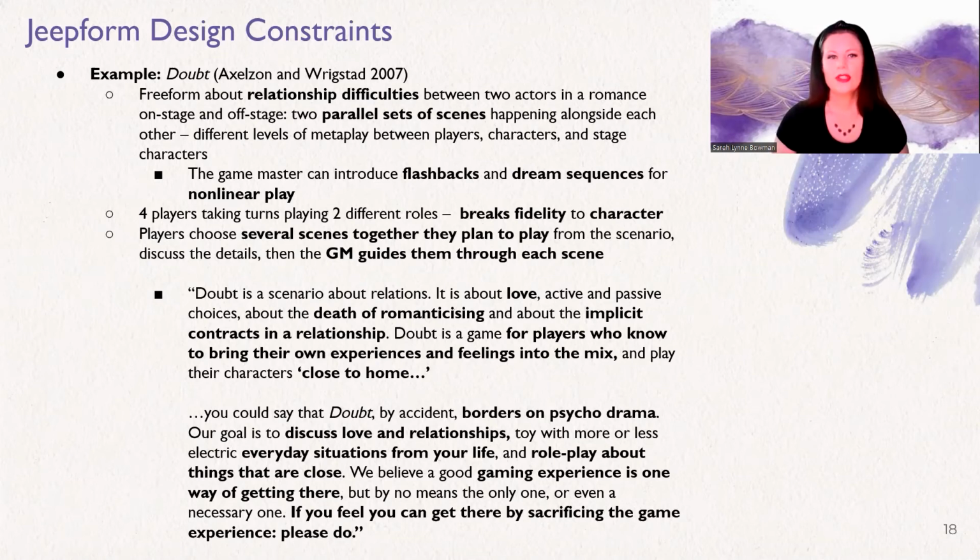Players can choose several scenes together in the beginning that they plan to play, and those get listed by the GM. They discuss the details as a group, so they collaboratively decide on the story, very similar to story games in a lot of these scene negotiations that you see in tabletop. And the GM will then guide them through each of these scenes that they've chosen.